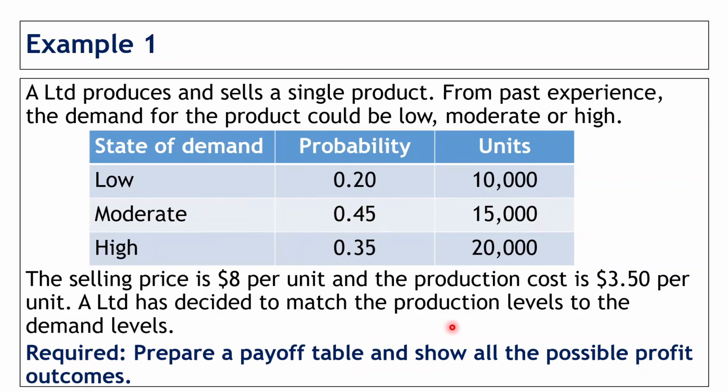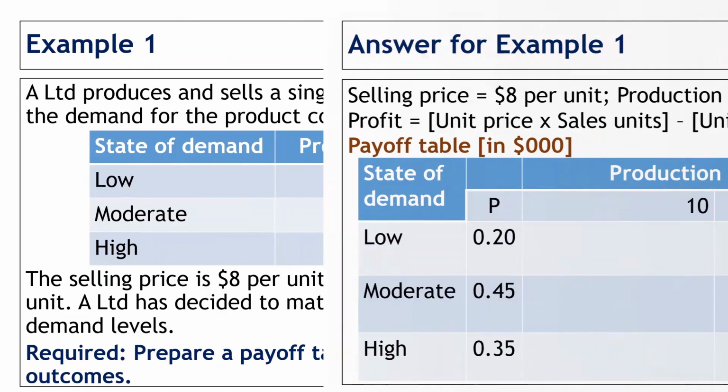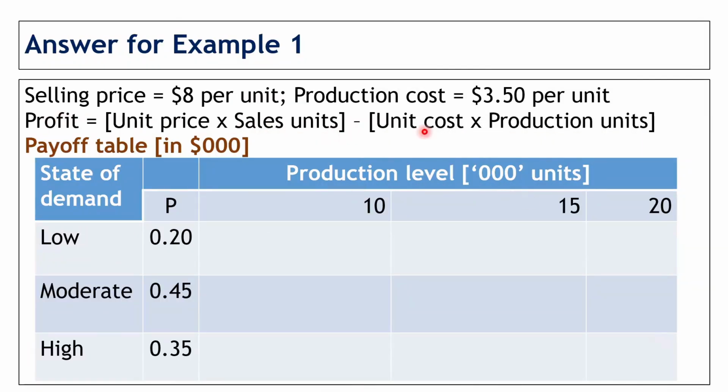Since the production levels match the demand levels, then the production quantities are 10,000 units, 15,000 units, and 20,000 units. The payoff is profit. To calculate the profit, we'll calculate the total revenue for the units sold and the total production cost for the production units. We'll use this formula to work out the profit in each cell in the payoff table. In the first cell, the production level is 10,000 units. State of demand low. When the demand is low, the demand quantity is 10,000 units. Therefore, in this cell, the sales units and production units will be the same.